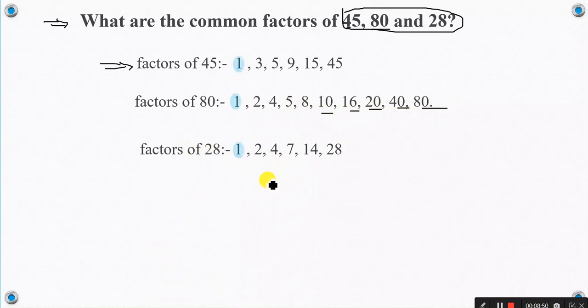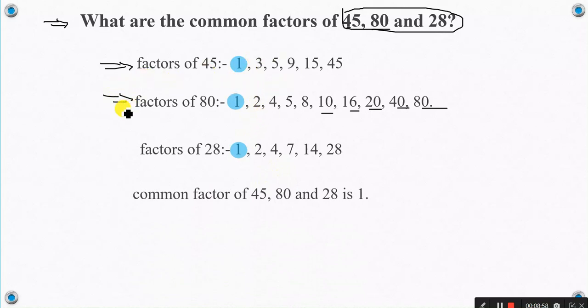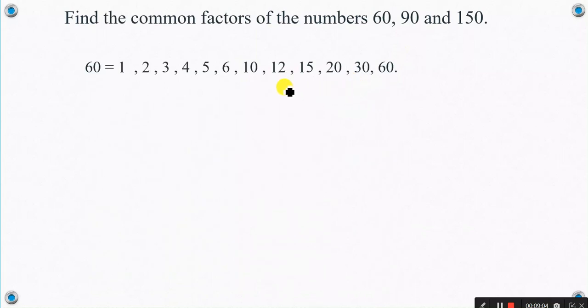The common factor is 1 here. There is no other number which is found in all the numbers. Only the number 1 is a common factor for these numbers. Let us see another example of common factors for 3 numbers.